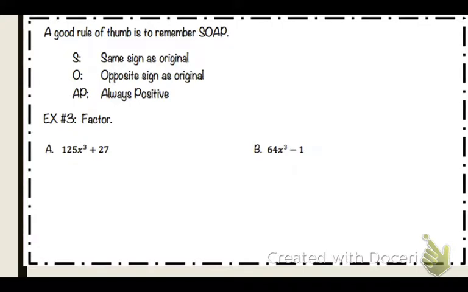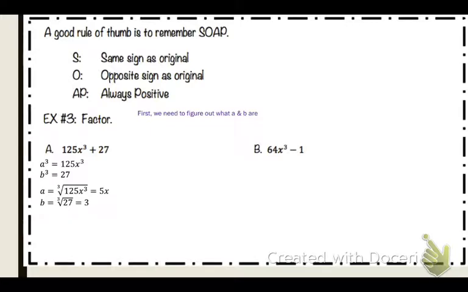So now let's use this to factor these. First we need to figure out what A and B are. We know that A cubed is 125x cubed. We know that B cubed is 27. So that means A is the cube root of 125x cubed and B is the cube root of 27. Well, the cube root of 125x cubed is 5x. The cube root of 27 is 3. So we have our A and B.